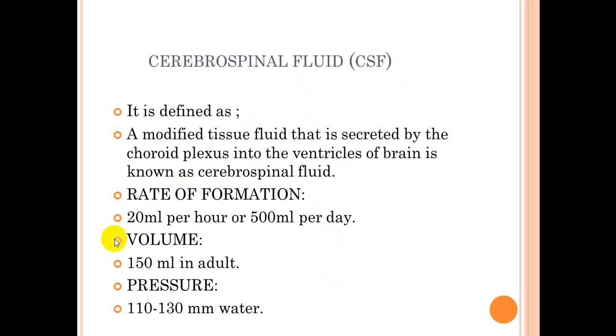Ye 20 milliliter per hour के हिसाब से इसकी rate of formation है, और 500 ml per day. इसकी volume जो है एक normal adult में 150 milliliter and the pressure is 110 to 130 millimeter of water. तो brain में किसी भी infection की वजह से, extra mass की वजह से, congenital disorders की वजह से, diseases की वजह से ये pressure, इसको intracranial pressure कहते हैं, raise कर सकता है and it is dangerous.